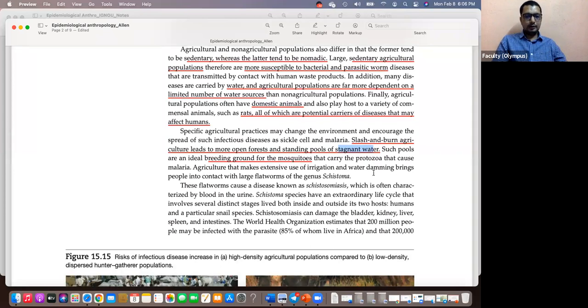Also, they talked about a worm called Schistosoma, or schistosomiasis; it is a flatworm. Okay, so worms that cause disease. These are also common in areas where irrigation happens.